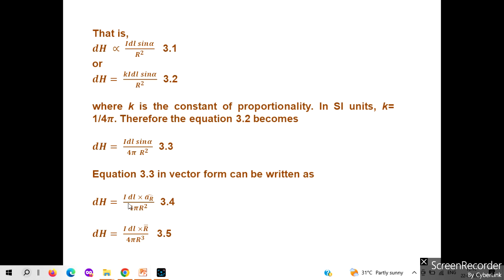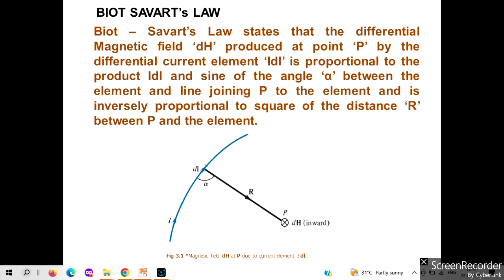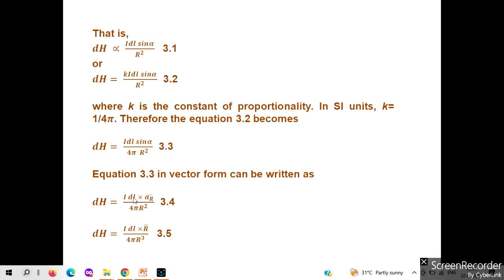Now if we want to write the Biot-Savart's law in terms of a vector form, this is the equation 3.4 in terms of the vector form. So we have the vector form of the Biot-Savart's law as dH equal to Idl cross a_r cap by 4 pi r square. That means we just take the cross product between the current element I dl and this particular direction r, which is the direction from the infinitesimal element to the point P. So we take the cross product between the two, right? So that will be like Idl cross a_r cap by 4 pi r square.